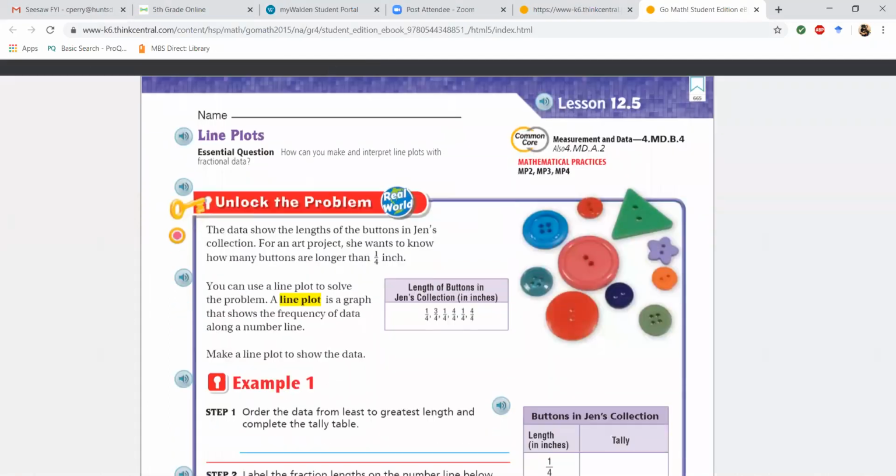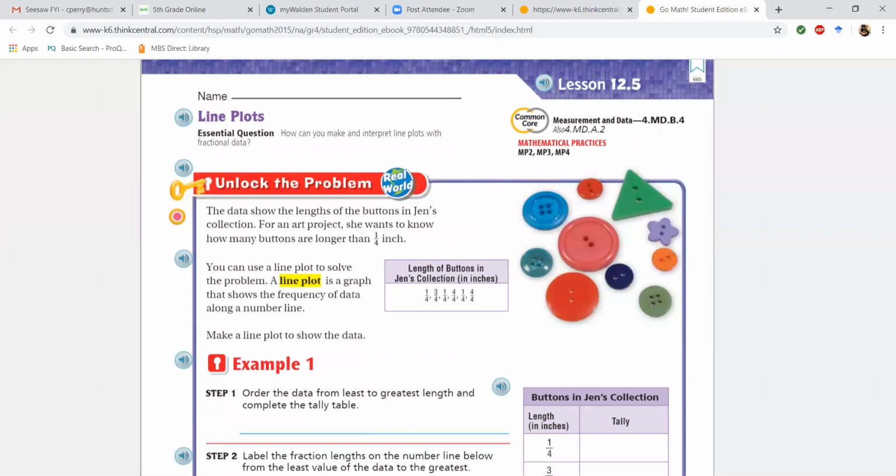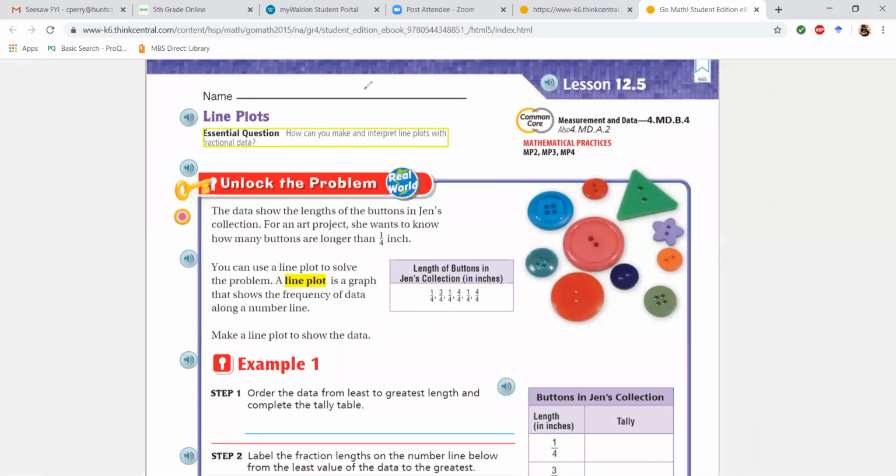We are on lesson 12.5. Let's go over the essential question. How can you make and interpret line plots with fractional data? All right, so first, line plots. Let's go over line plots.